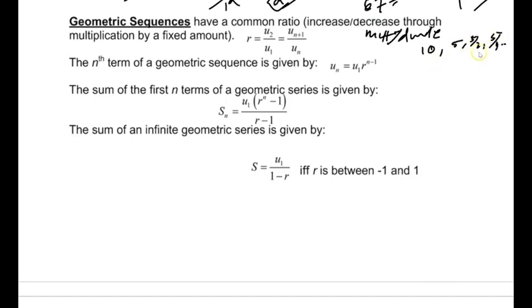In this case, you're dividing by 2 every single time. Your r would be 1/2. The easiest way to find your r is u2 over u1, second term over the first term. That's all that means. In this case, I'll put 5 over 10 and reduce it. I get 1/2.